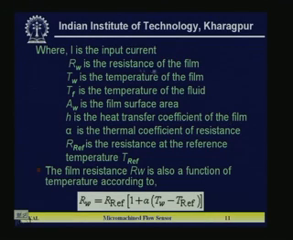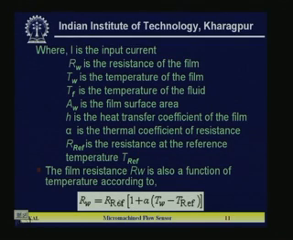Rw is the resistance of the nickel resistor, which is the sensing element. Now, some other parameters are mentioned here. Alpha is the thermal coefficient of resistance. R ref is the resistance at the reference temperature T ref. The film resistance Rw is also a function of temperature.